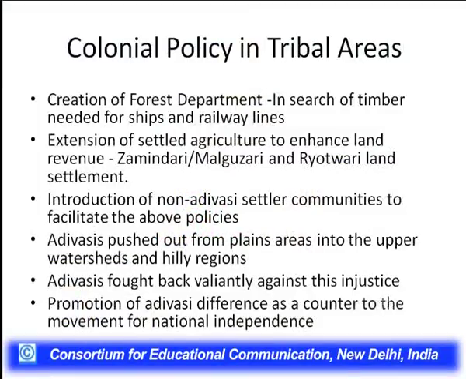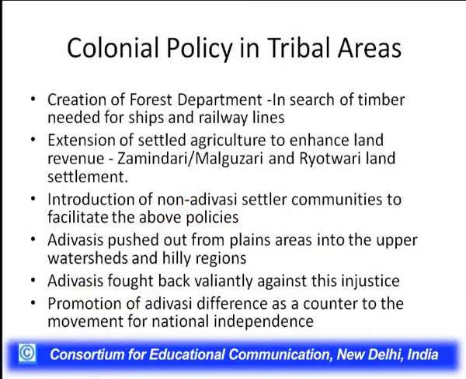So it is in this regard that one must talk about the creation of the forest department in search of timber, and timber, as I just mentioned, was in great demand post 1850s due to a number of construction activities and railways, as well as ships and railway lines. So therefore, once there was an extension of settled agriculture to enhance land revenue requirements of the colonial regime, and there was an extension of zamindari, malguzari, rayatwadi settlements in the tribal areas, things were really going to change.